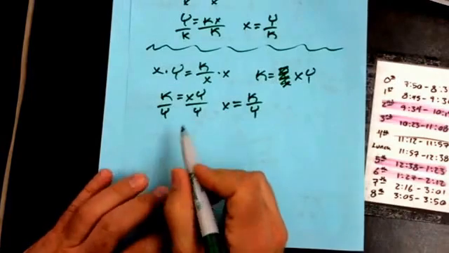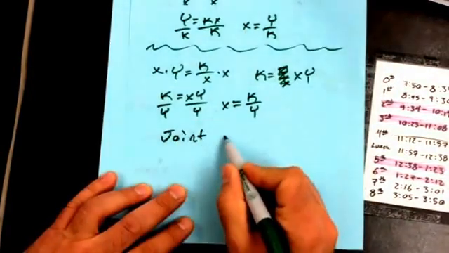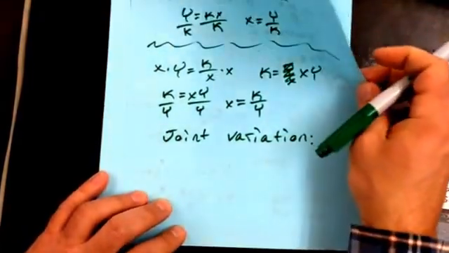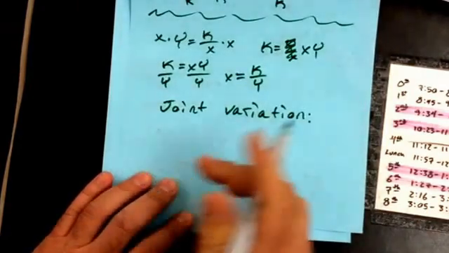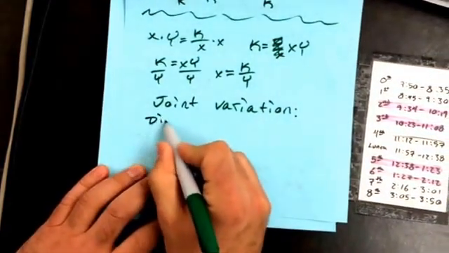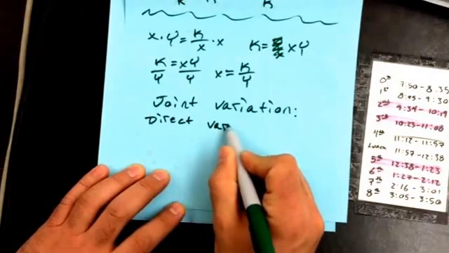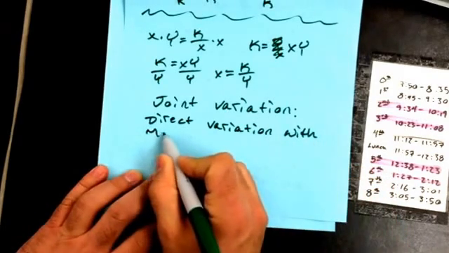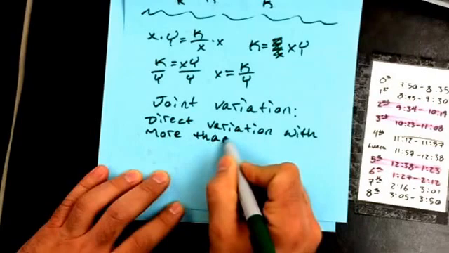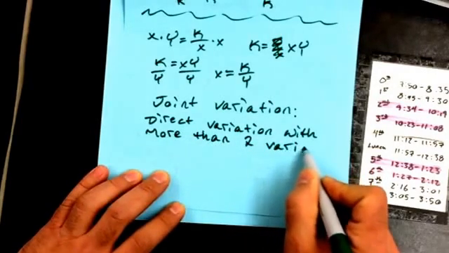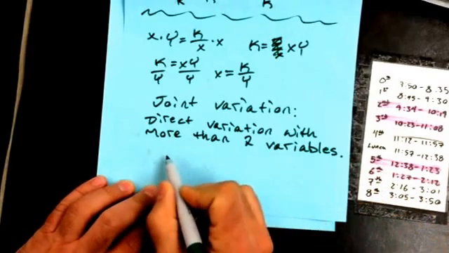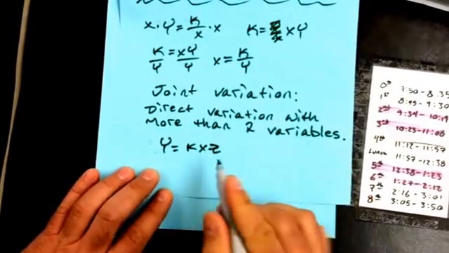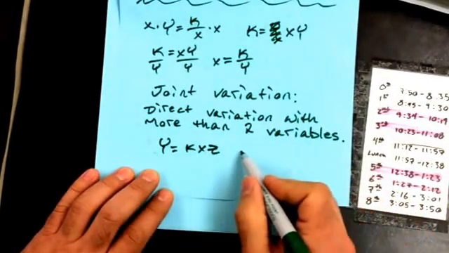The next thing is joint variation. Joint variation usually means direct variation with more than two variables. So what this would be is y equals k times x times z. So now I have an x and a z here, so this is joint variation.